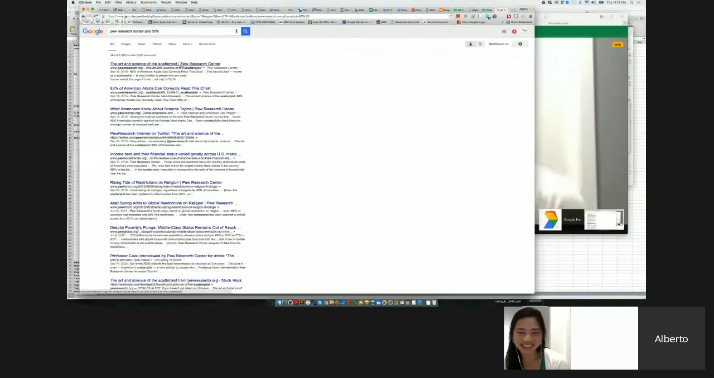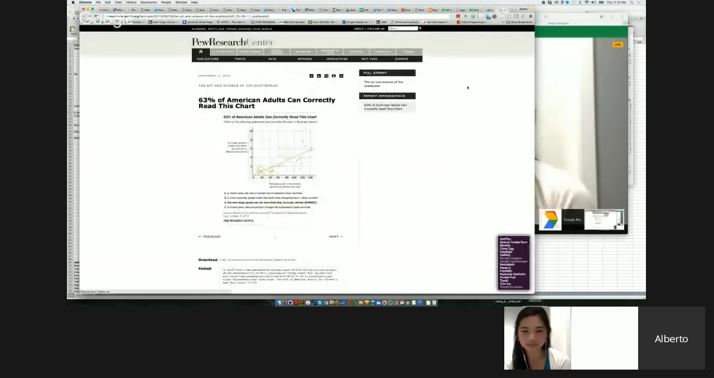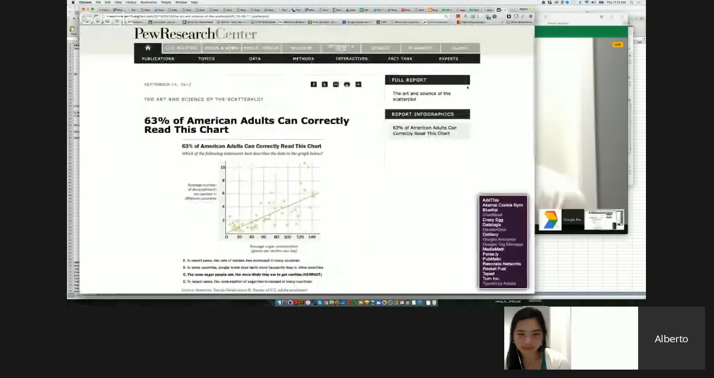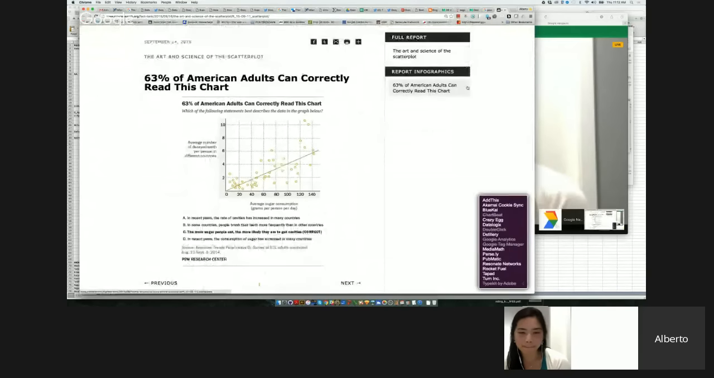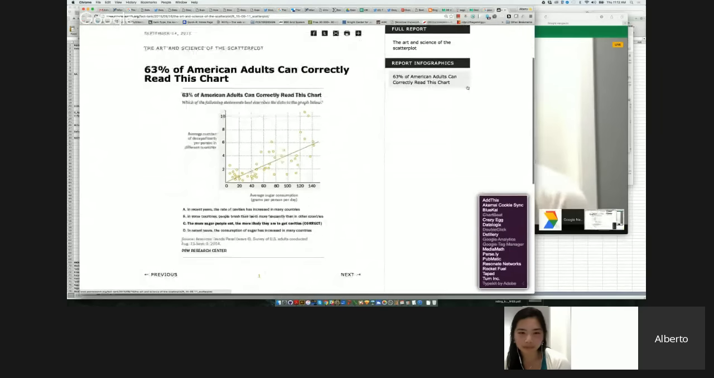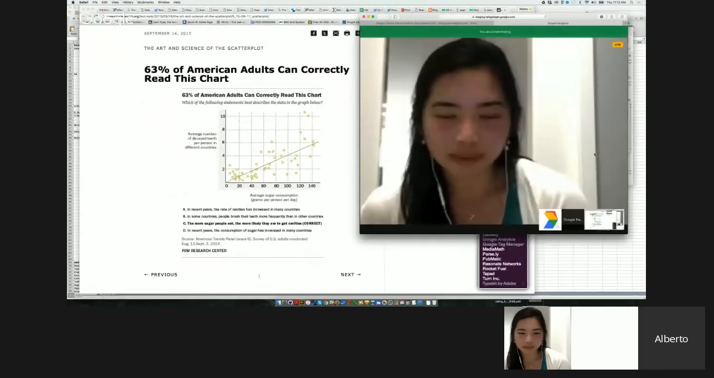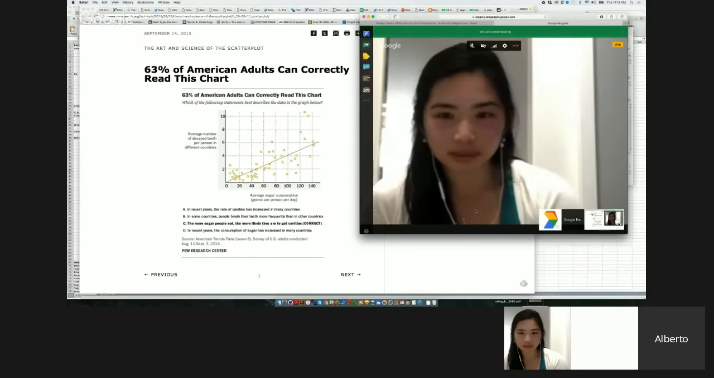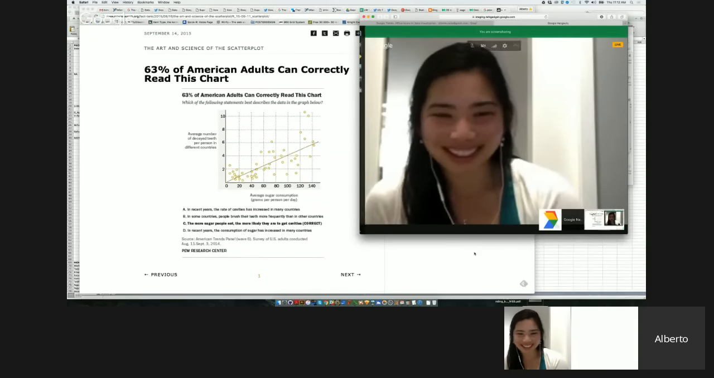Because the Pew Research Center framed the results of this little experiment that they made as only 63% of American adults can correctly read this chart, right? That's how most people read it. Only 63%. And I said, well, it is not only. I mean, you should not frame this as a negative result. I would say, wow, 63% of Americans can read a scatter plot. That's fantastic, because that didn't happen 20 years ago.